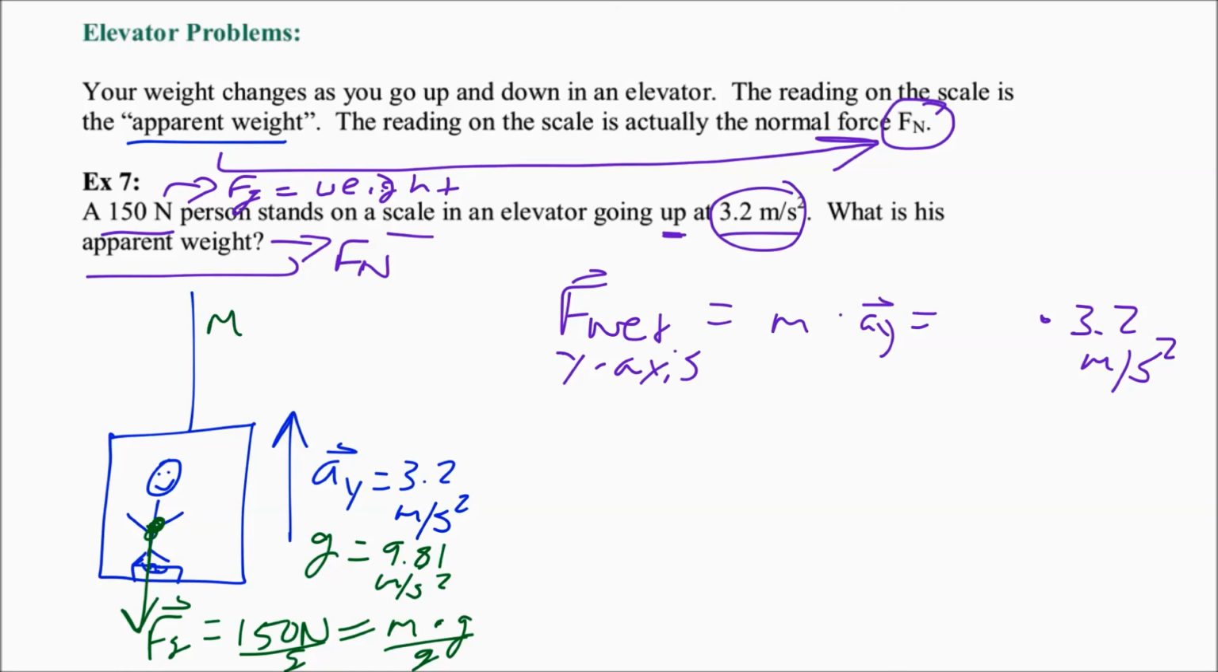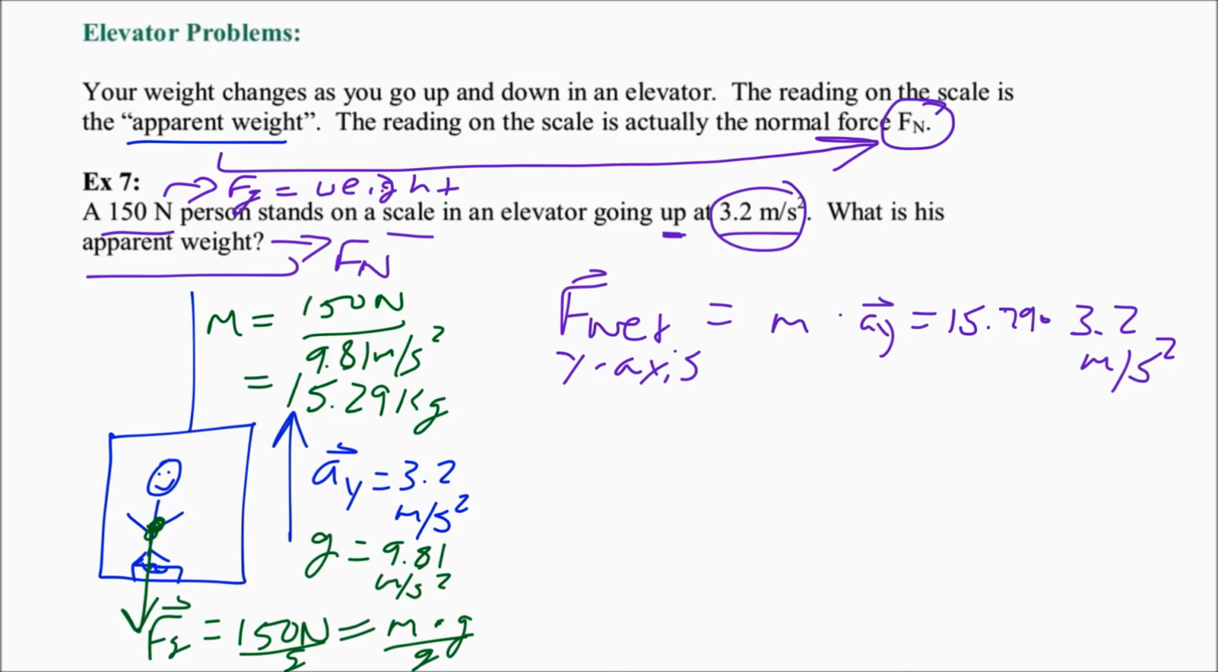So we can say m is equal to 150 newtons divided by 9.81 meters per second squared. Okay, so we come up with 15.29 kilograms. Of course, there's more decimal places than just that, but I'm not going to include those for now. We should when we type them into the calculator, and we definitely will, but I don't want to write them all out. Okay, so that's our first Fnet statement in the y-axis.